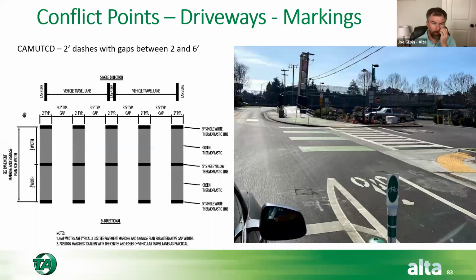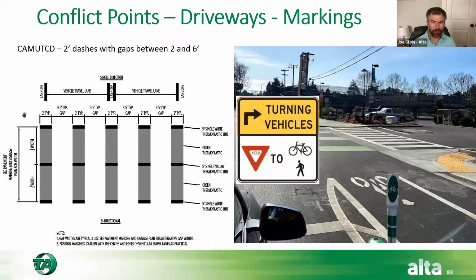Another thing we can do is to make those conflict points as noisy and obvious as possible. We don't want a driver to be surprised by what's happening. We want to give them some visual cues about what that actually could be. And so maybe it's an addition of a sign. And this is a sign that's been put in throughout the country. It's a variant of the R10-15 sign, which is the turning vehicles yield to pedestrians sign.